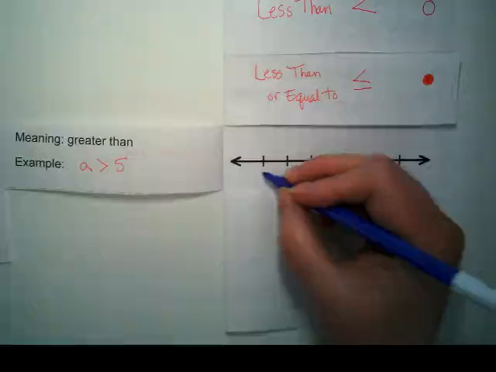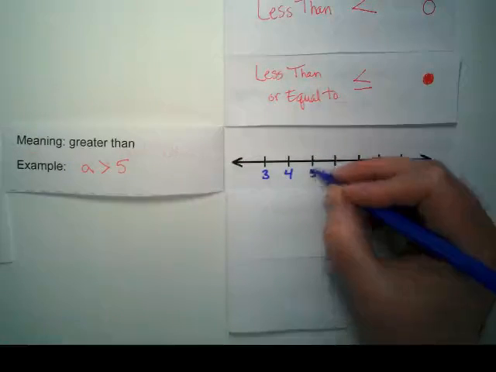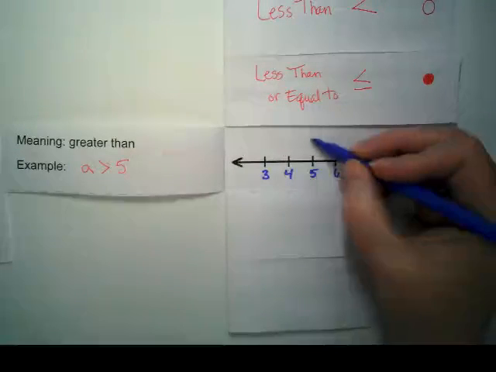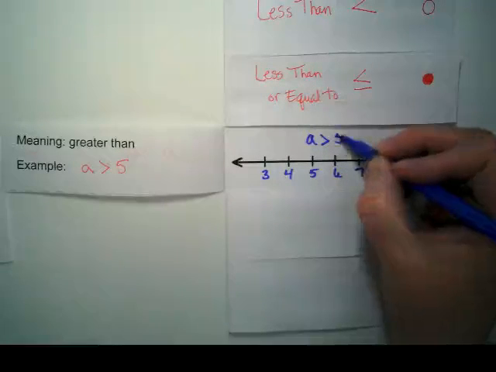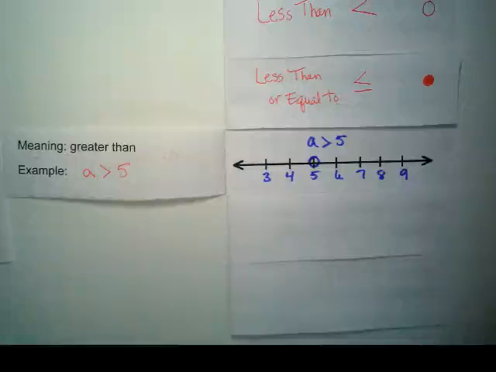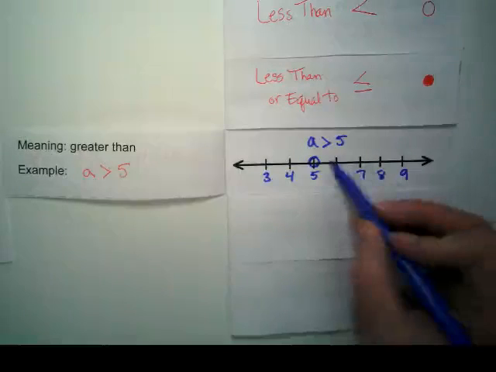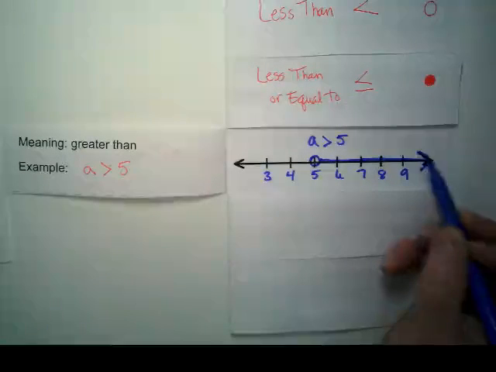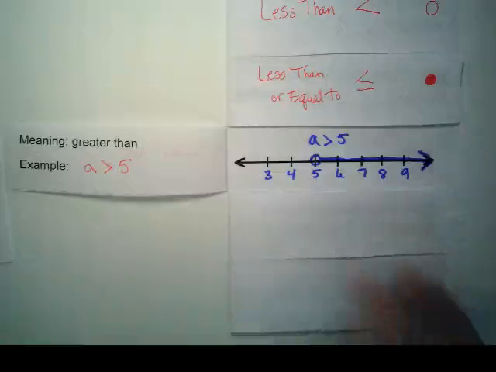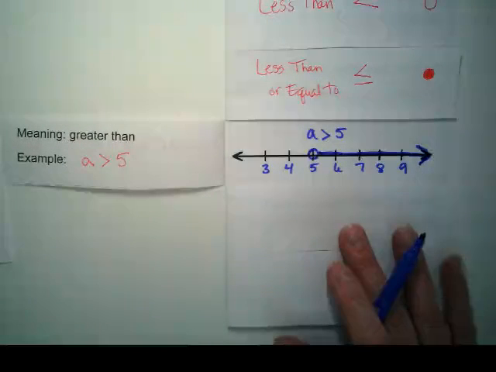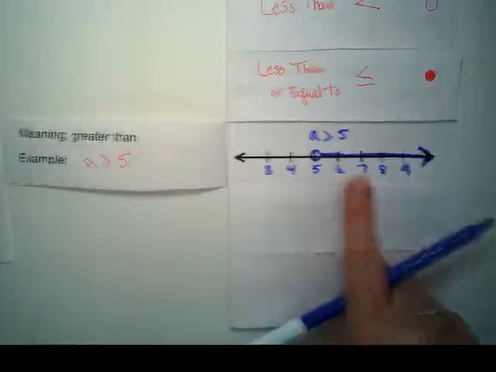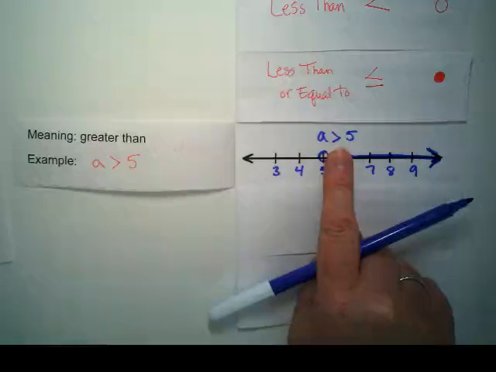I'm going to zoom in on my number line here, starting with 3, 4, 5, 6, 7, 8, 9. My example is a is greater than 5, so I'm going to circle the 5 and leave it open because 5 is not part of the set that makes this true. And this time, what direction is the number line? Right. It's going to go to the right. Everything above the 5 makes this inequality true. And we're using the number line to visually show where the numbers are that would make this a work. I could plug in any number to the right of 5 for the a, and this inequality would be true.